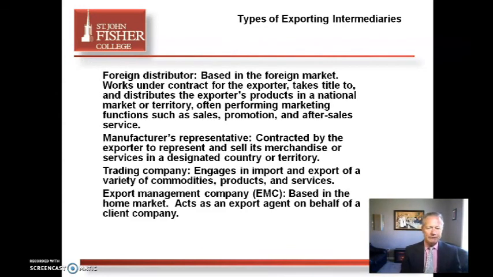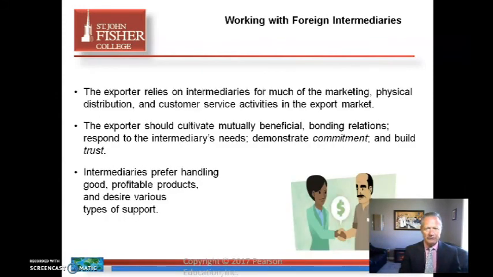So here are your types of exporting intermediaries. Most of them are foreign distributors. Some of them are manufacturers' representatives, not too often. Generally speaking, manufacturers' representatives are in that same country, so they're indirect exporters. Lots of people use trading companies, which are companies that engage in importing and exporting all over the globe. That is their job. And then some people use export management companies. Those are the types of exporting intermediaries.